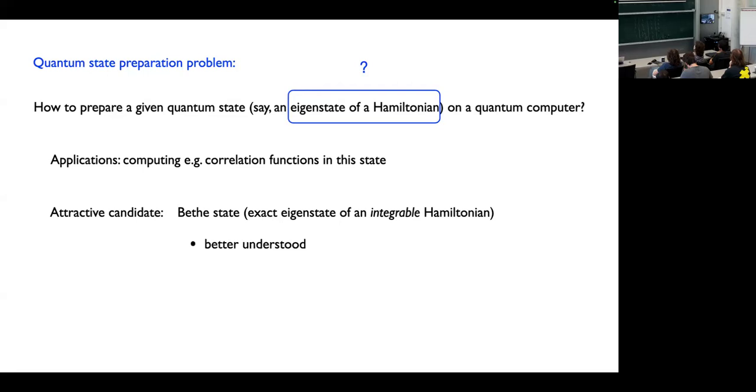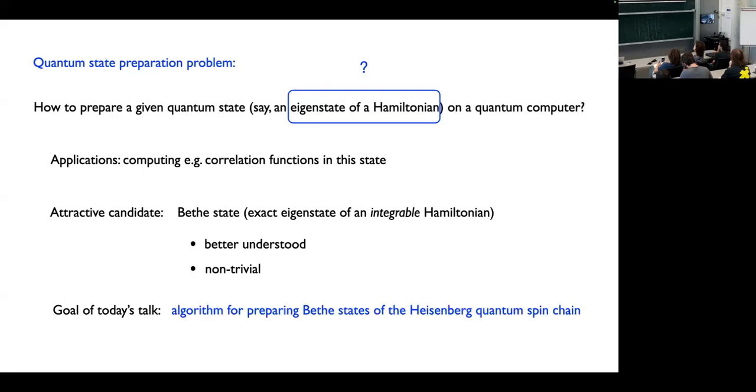Because on the one hand, these states are better understood than some eigenstates of some generic Hamiltonian. And also, these states are very useful. So the main goal of today's talk is to describe an algorithm for preparing Bethe states of the Heisenberg quantum spin chain. And this is work I did recently with my student, David, on the arXiv.